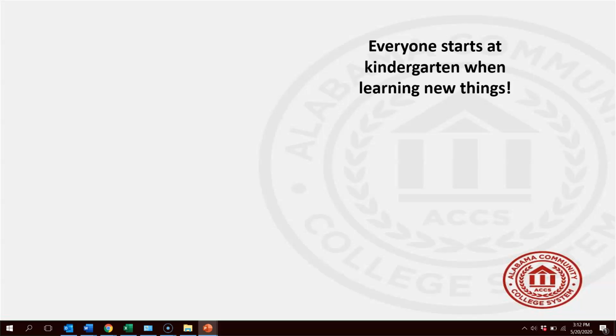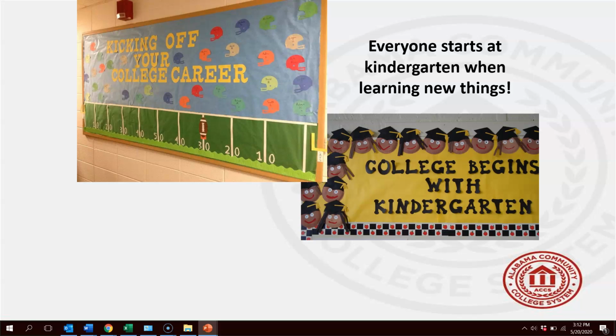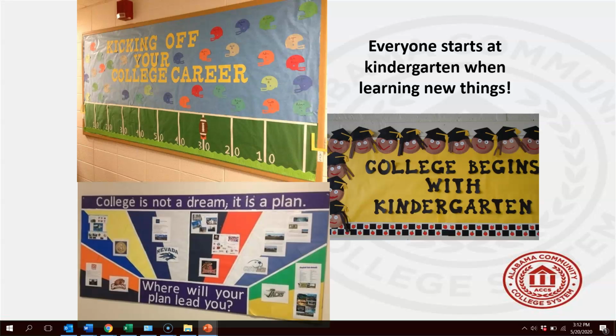Like these kindergarten bulletin boards. You look at these bulletin boards, it just screams, let's look ahead. Let's strive higher. I mean, right off the bat in kindergarten, all right, where are you going to college? Let's go ahead and be thinking about this. College is not a dream, it's a plan. Once you come up with a plan, it's more intentional. A dream's not intentional.